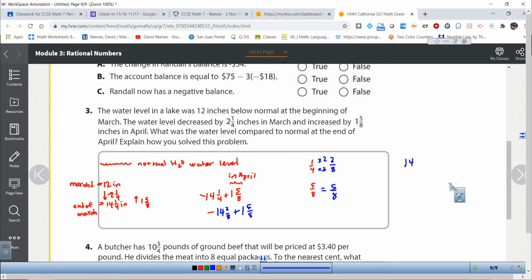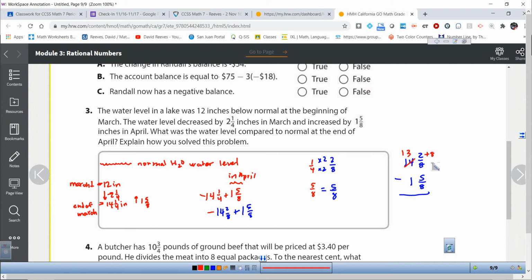So now I need to do 14 and 2/8, and I need to take away 1 and 5/8 to see how much more of this negative I have. All right, but I have 5, and I want to take it from 2, so what we normally would do would be borrow, right? So we'd change this to 13, and what do I get?